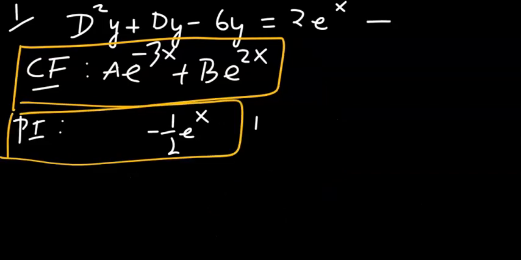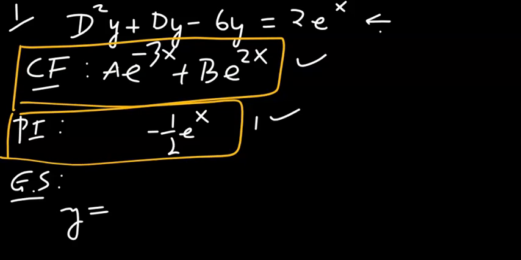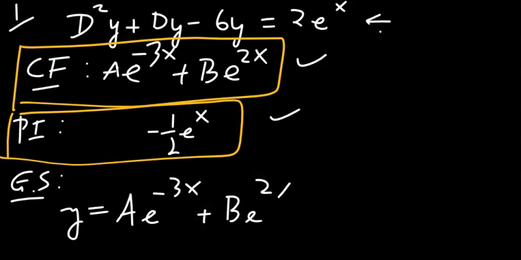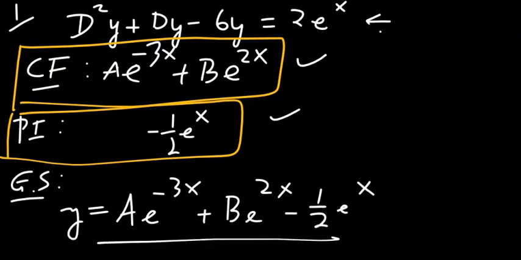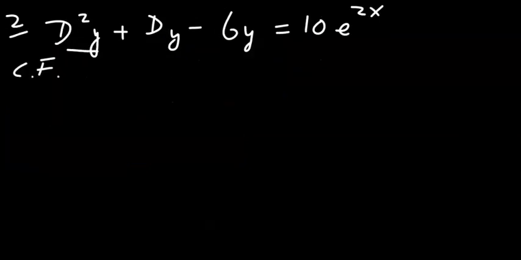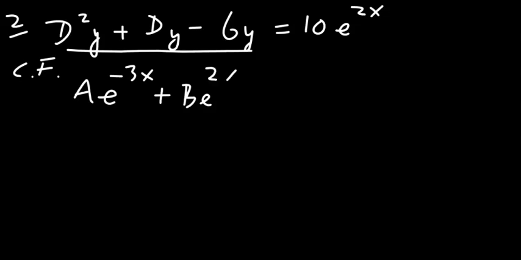Now we can find the general solution to this original differential equation. The general solution is this solution plus that solution, namely a e to the power minus 3x plus b e to the power 2x minus half e to the power x. That solves the problem. Example 2. We note that the left-hand side is the same as in example 1, so immediately you can write down the complementary function as a e to the power minus 3x plus b e to the power 2x.